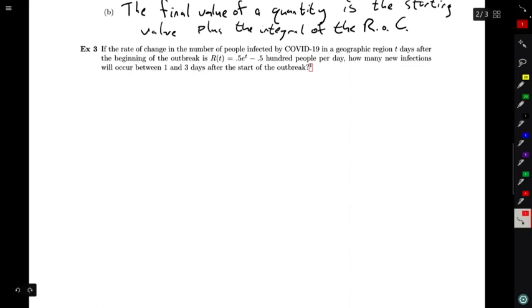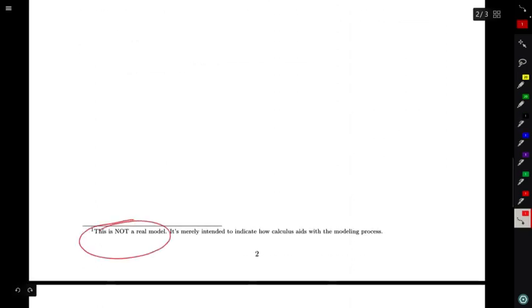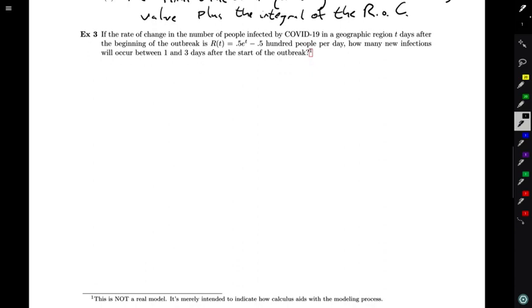The first thing that I want to call your attention to here is that this is not a real model. I made this up for the purpose of having a nice example to work with that's also a little bit relevant to what's going on right now. It really just is intended to indicate how calculus aids with the modeling process, rather than being some kind of actual predictive model. So these numbers here are certainly not accurate for any region, I just made them up for the purposes of this example.